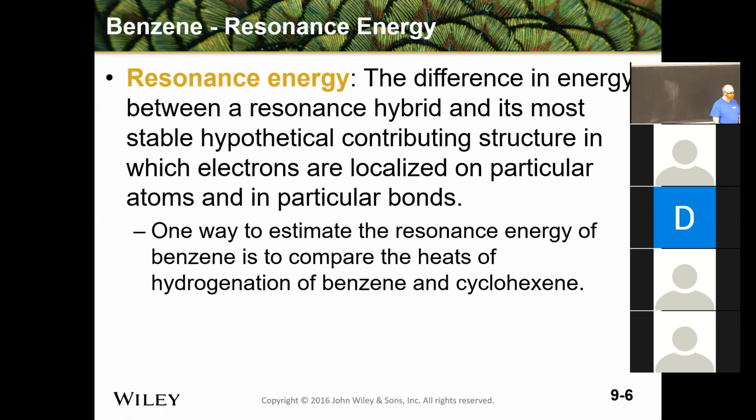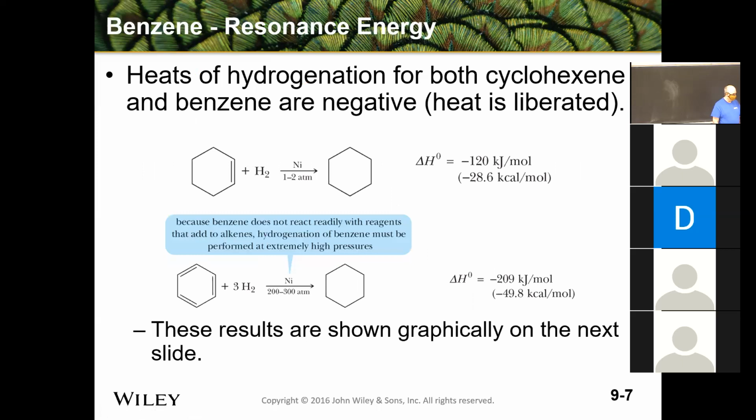Resonance energy is the difference in energy between a resonance hybrid and its most stable hypothetical contributing structure, in which electrons are localized on particular atoms and in particular bonds. One way to estimate the resonance energy of benzene is to compare the heats of hydrogenation of benzene and cyclohexene. Okay, we can measure this in a calorimeter. Okay, when cyclohexene adds hydrogen in the presence of a nickel catalyst, it's an exothermic reaction.